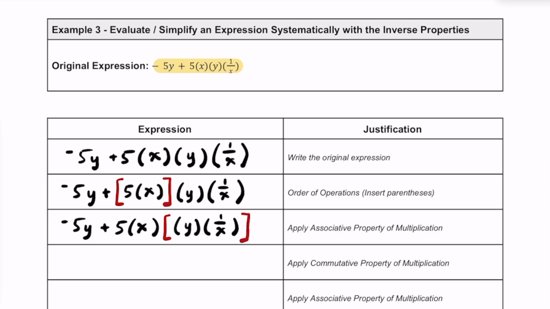Okay. Now let's go ahead and use the commutative property and swap these two around so we can get the x and 1 over x next to each other. So we'll have this negative 5y plus 5 multiplied by x, and then we're going to multiply by the quantity of, we can say, 1 over x multiplied by y. Okay.